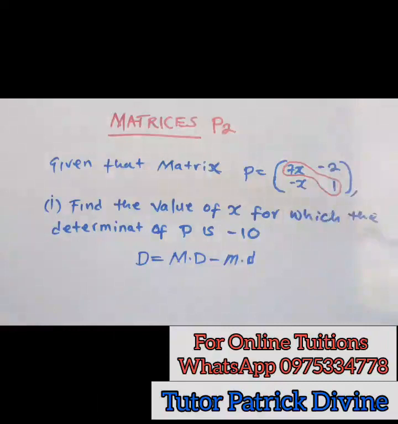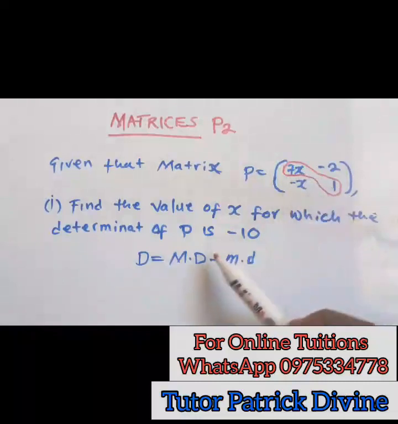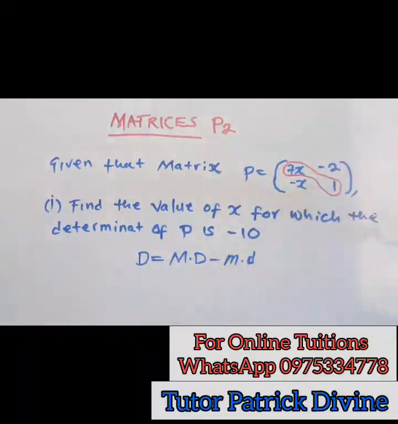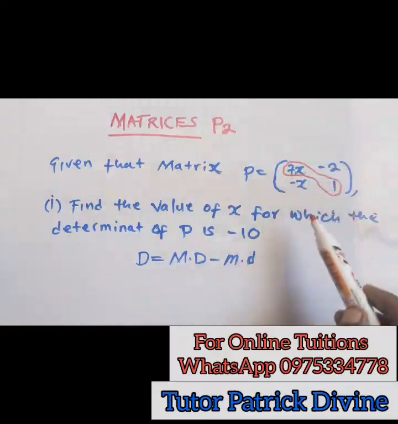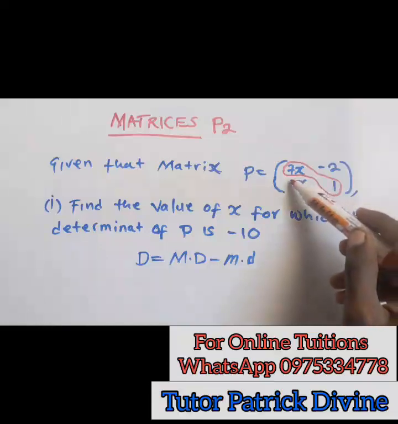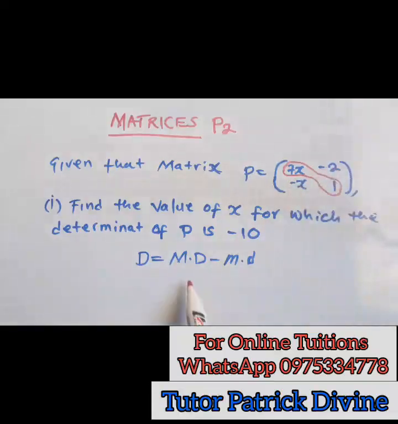It is the multiple of the major diagonal minus the multiple of the minor diagonal. A multiple meaning that you are multiplying two numbers. So these numbers, you are multiplying them. This 7x times that, that is the major diagonal. Then the minor diagonal, you are multiplying this times that.